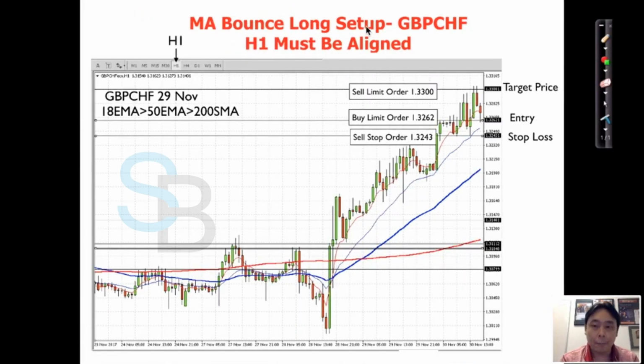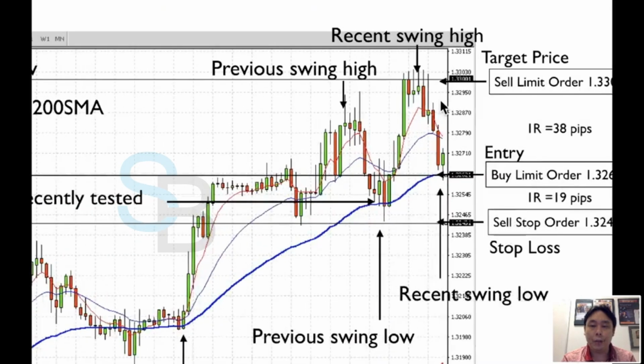Now, when you draw lines to indicate your entry price, which is this black line here, your profit target price, and your stop loss price, you have these three lines that you draw.